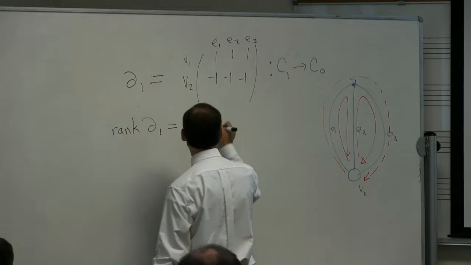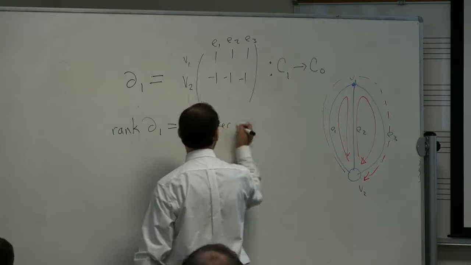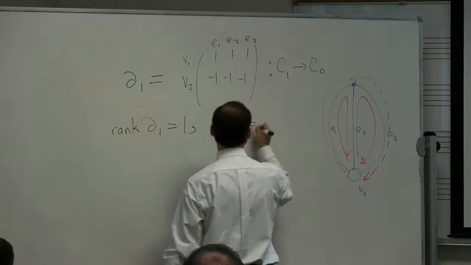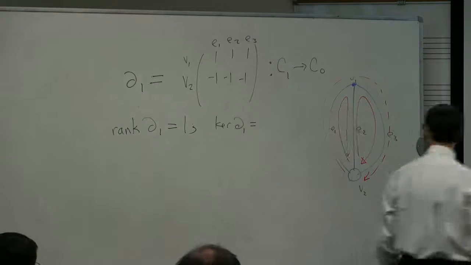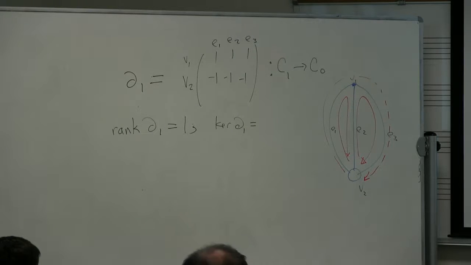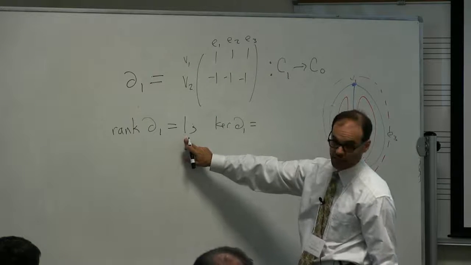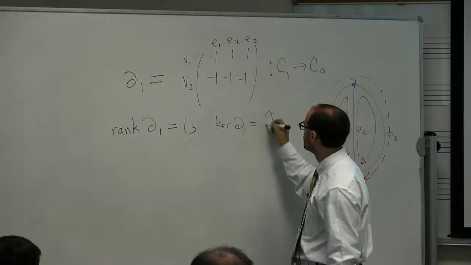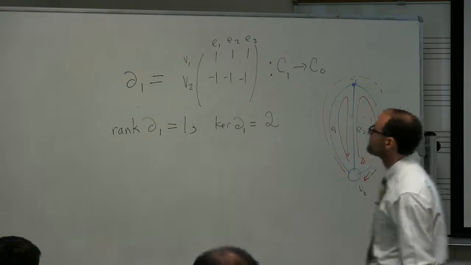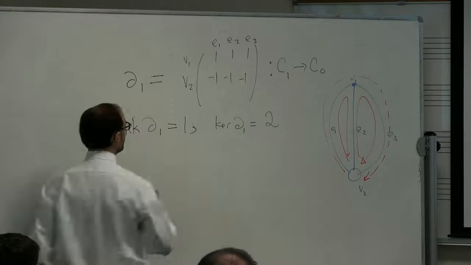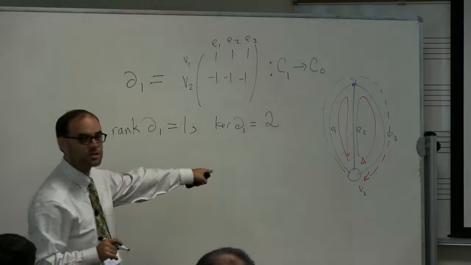Which means the kernel of this matrix is what? How many dimensions? 1 or 2, right? It's a 3-dimensional matrix, a 3-dimensional input. Rank is 1, so the kernel is 2. Right. Now, what about C2? What's C2 in this space?